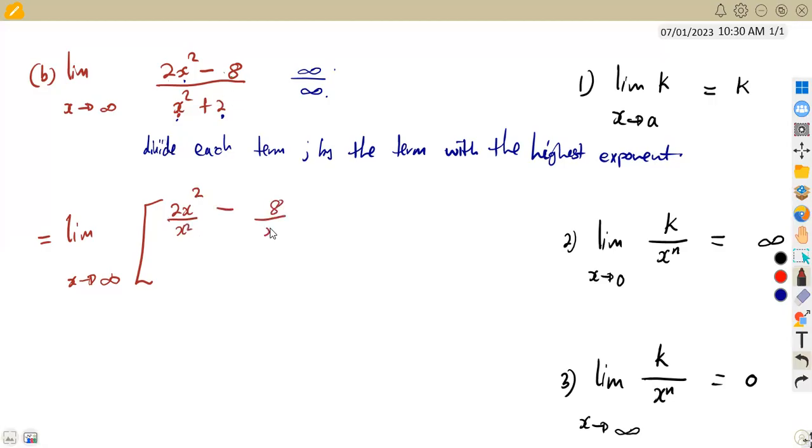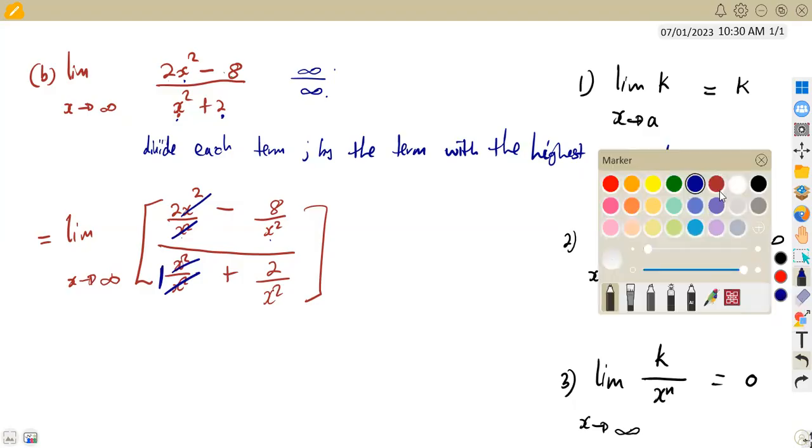We are going to have minus 8 over x squared. Each and every term in the denominator again, the x squared is going to be divided by x squared. The plus 2 also is going to be divided by x squared, the one that we said has got the highest exponent. So we've divided each and every term by x squared. This part can even cancel. This part can even cancel. We remain with a 1. Here we remain with a 2.